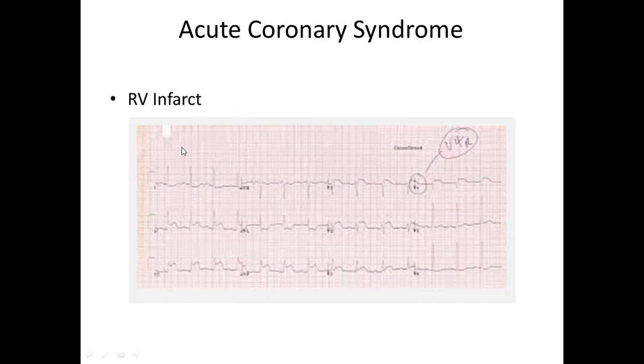Now, RV infarct is a very important subset of your inferior wall heart attack. So patients who have an inferior wall heart attack, ST segment elevation in leads 2, 3, AVF, about one third of these patients will have what we call an RV infarct. The importance of an RV infarct is that the right ventricle is infarcted, so it's not contracting properly, and therefore it's not pumping blood into the pulmonary circuit. As a result, your cardiac output is going to fall, and the patient is going to be hypotensive. So when these patients come to the emergency room or the intensive care unit, they're usually hypotensive.